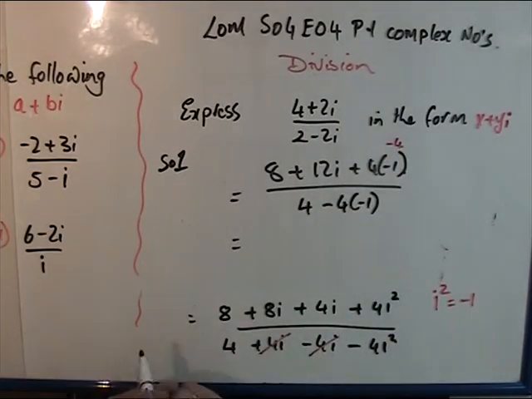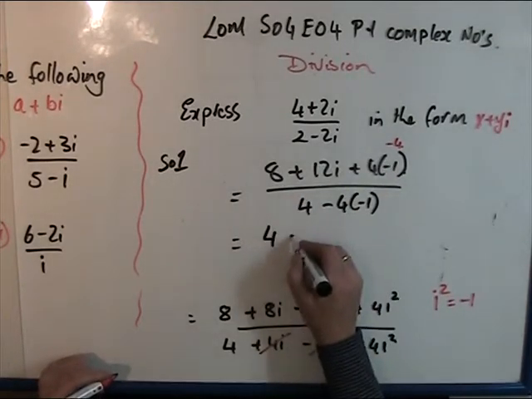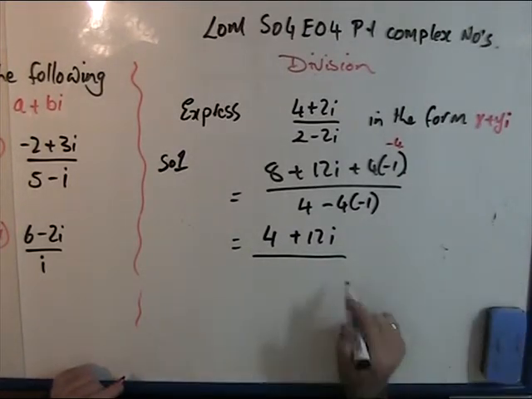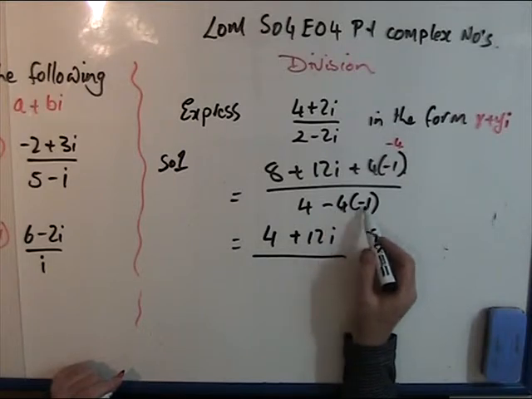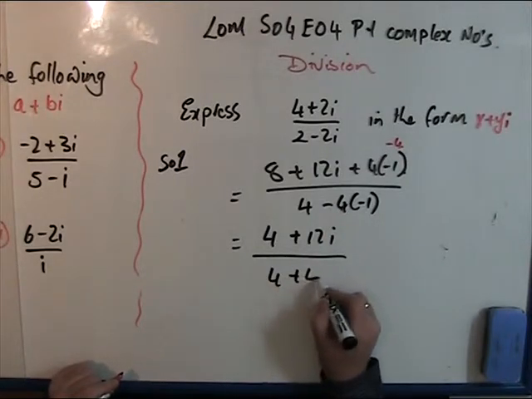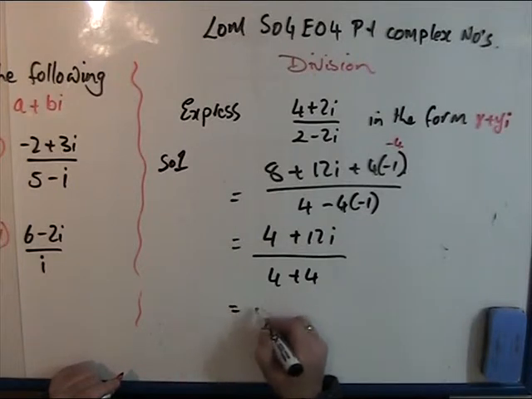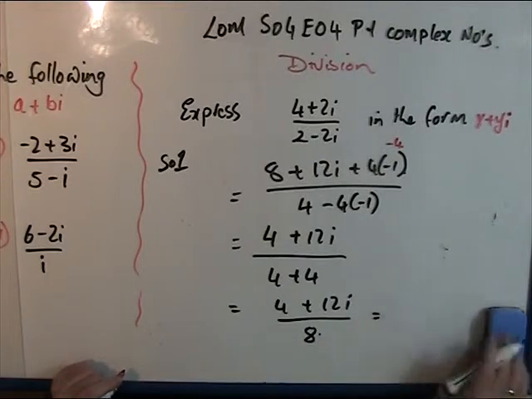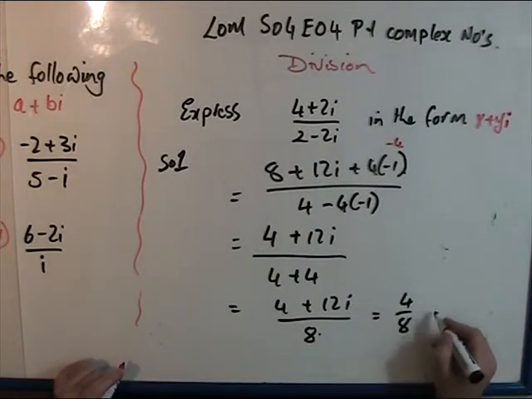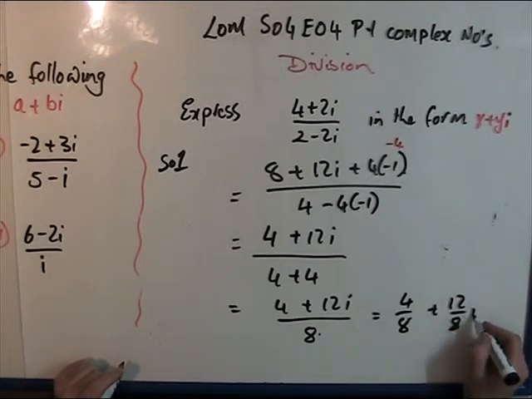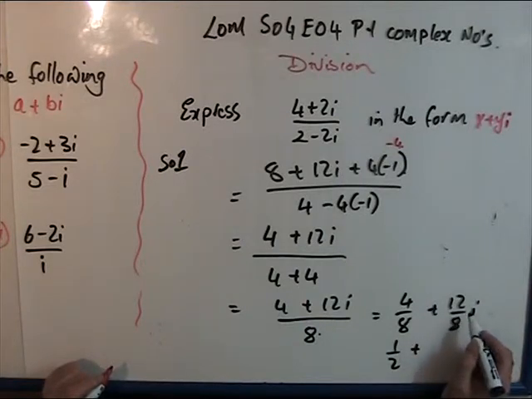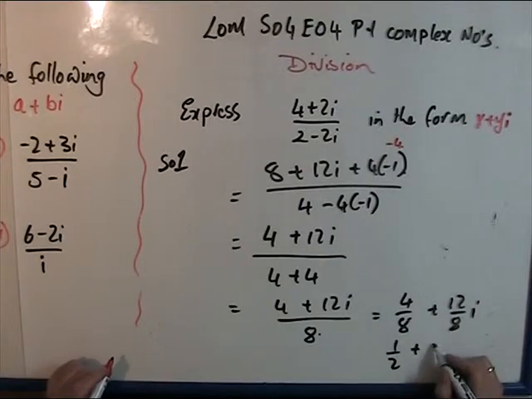I'm not going to rewrite the line, so that becomes 8 minus 4, which is 4 plus 12i, all over 4 minus 4 by minus 1, which is 4 plus 4. Okay, do you see that? So that's equal to 4 plus 12i all over 8. And we separate them and we get 4 over 8 plus 12 over 8i. And we can reduce them down. Okay, that becomes a half plus 12 over 8i, that's 1 and 4 eighths, which is 1.5i.